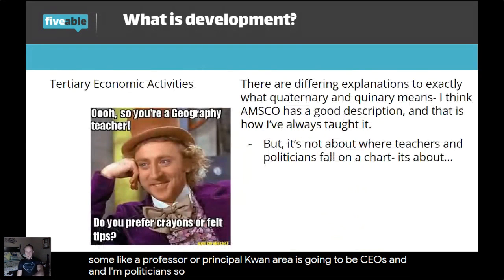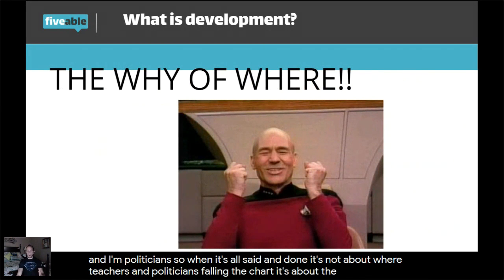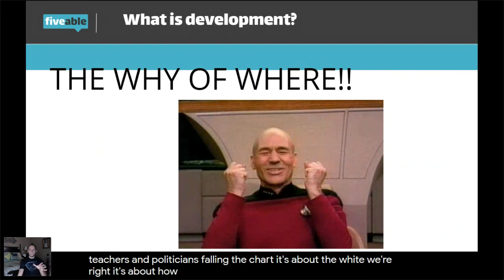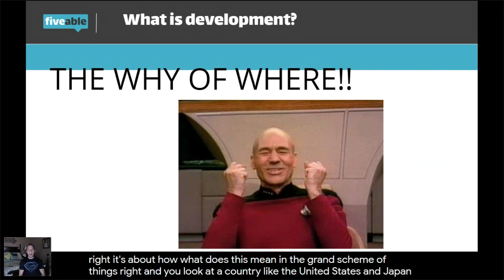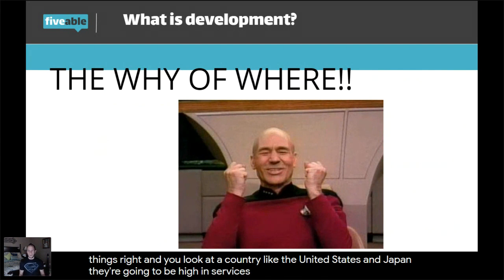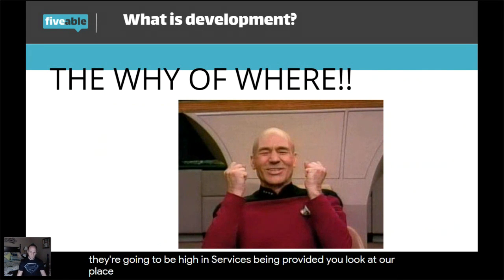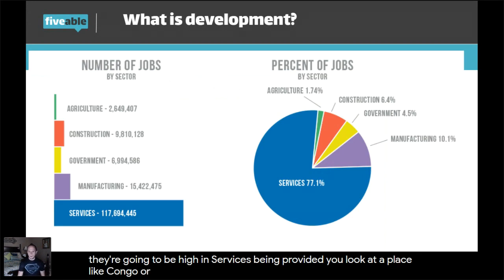So when it's all said and done, it's not about where teachers and politicians fall on the chart. It's about the why and where, right? It's about what this means in the grand scheme of things. You look at a country like the United States and Japan, they're going to be high in services being provided. You look at a place like Congo or Nigeria, they're going to be very, very low on that comparatively.